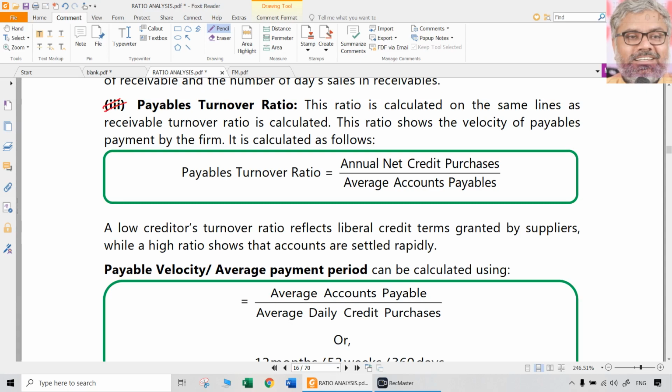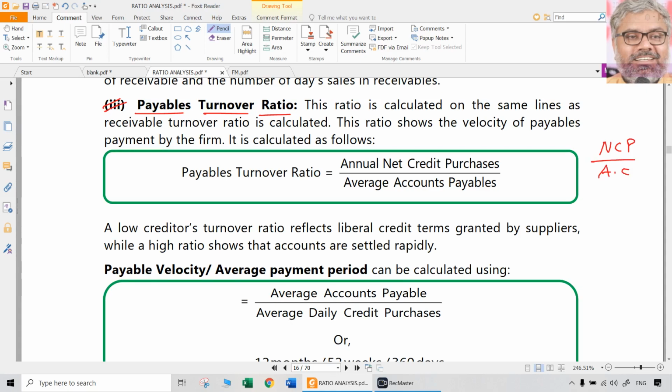These are all current assets related. Now we are coming to the payables turnover ratio. Payables is current liability, but still logic is same. In case of debtors turnover ratio, we had net sales in the numerator. Now we will have net credit purchases. Instead of sales, we will have purchases because we are talking about payables, creditors. Average creditors, simple.